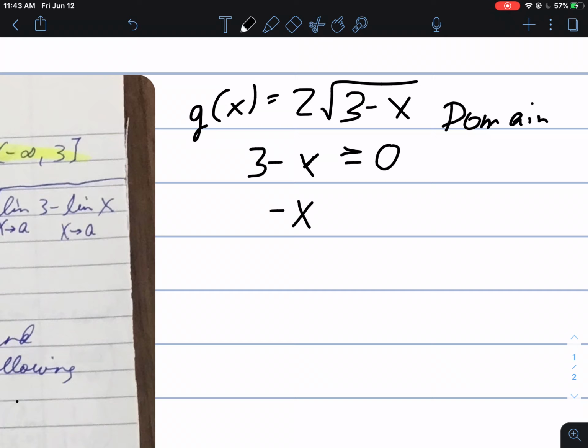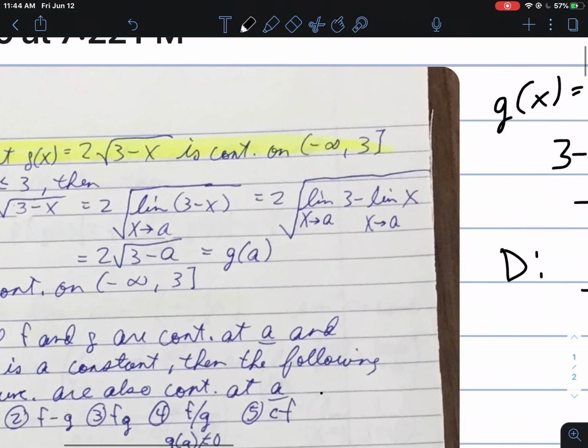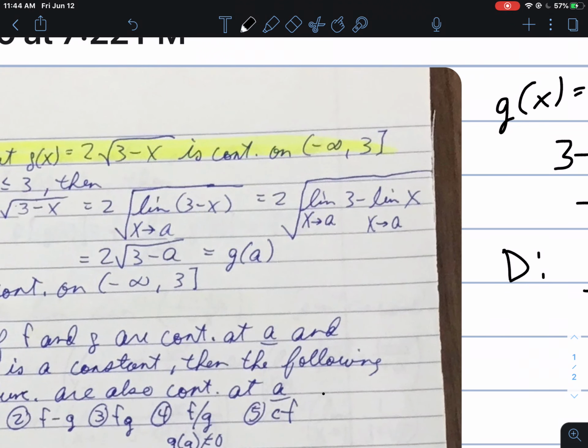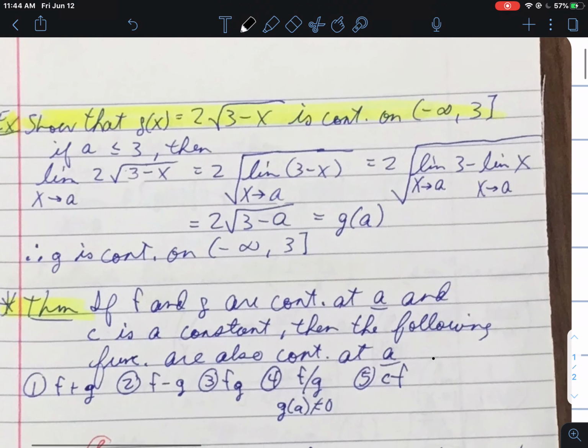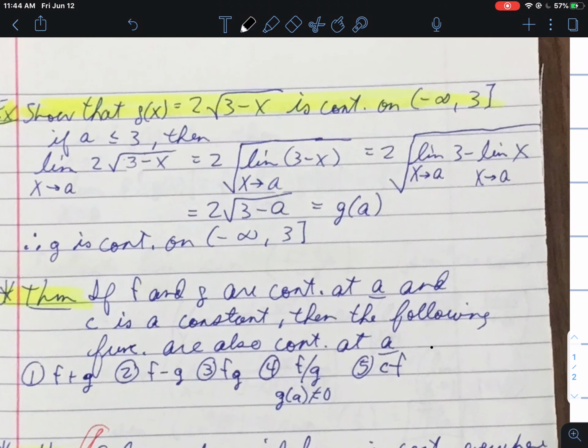So I'm going to subtract 3, divide by negative 1. Remember, when you divide by a negative, reverse the inequality. So there's the domain of that function: x is less than or equal to 3. As long as we have values in that interval, negative infinity to 3, they are in the domain of that function. So that meets the first requirement, at least for that specific interval.